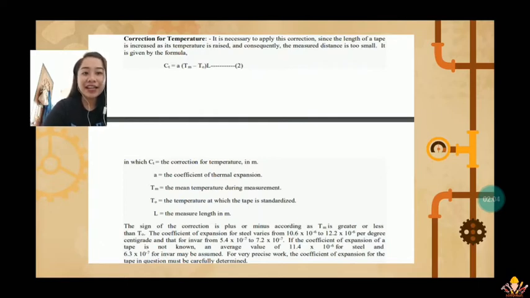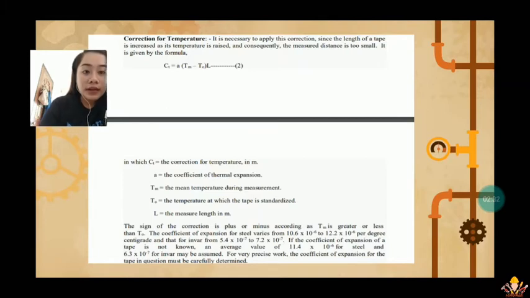It is necessary to apply this correction since the length of the tape is increased as its temperature is raised, and consequently the measured distance is too small. It is given by the formula C sub T is equal to alpha multiplied by the mean temperature subtracted by the standard temperature, and multiplied by its length, or your L.